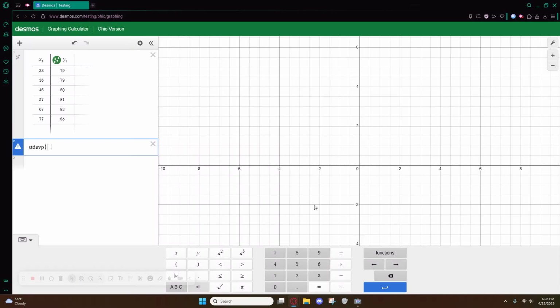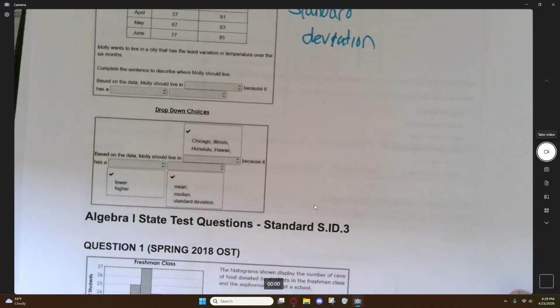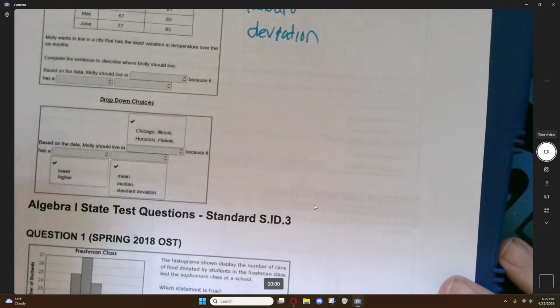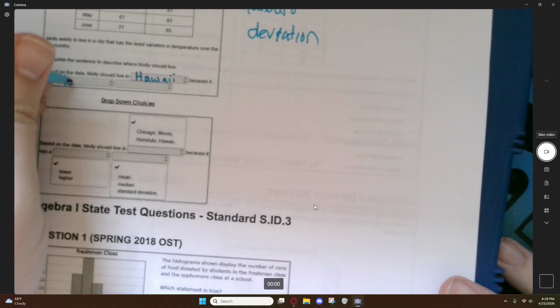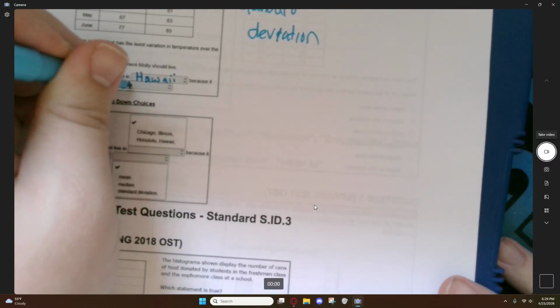But you can put in the standard deviation of x1 and the standard deviation of y1, because that's our second column. And you can see that y1 has a significantly lower standard deviation than x1. So if you want to have it be more consistent, she should live in Hawaii because it has a lower standard deviation.